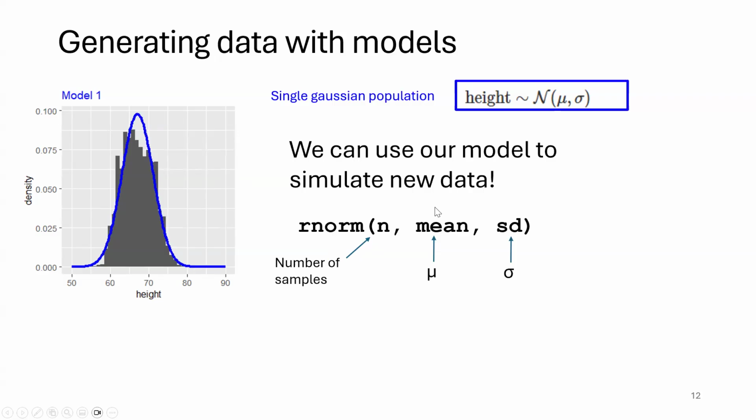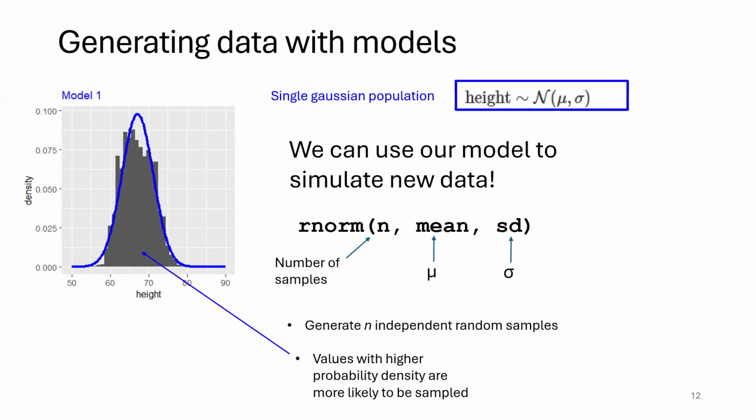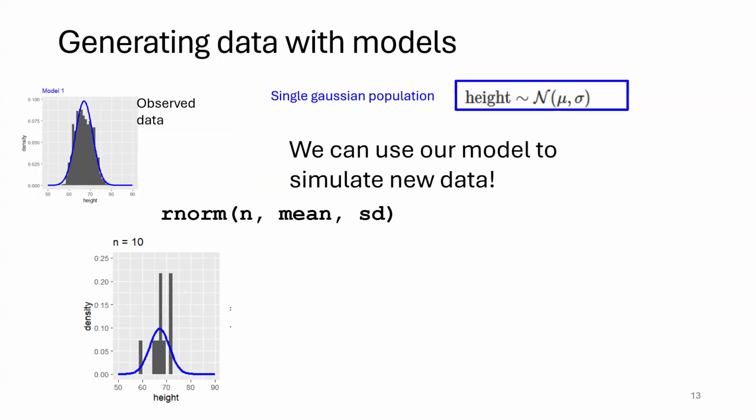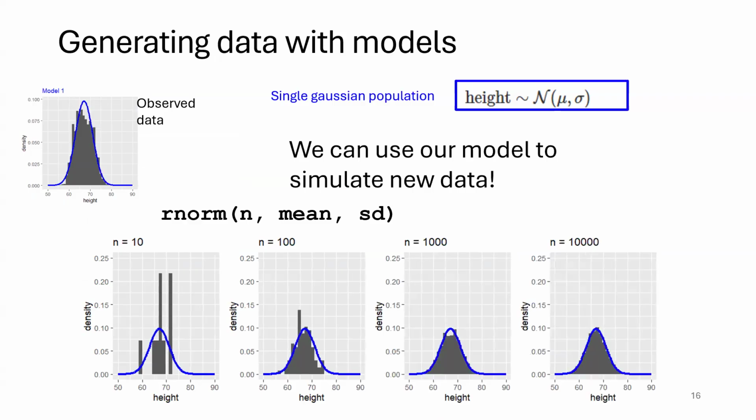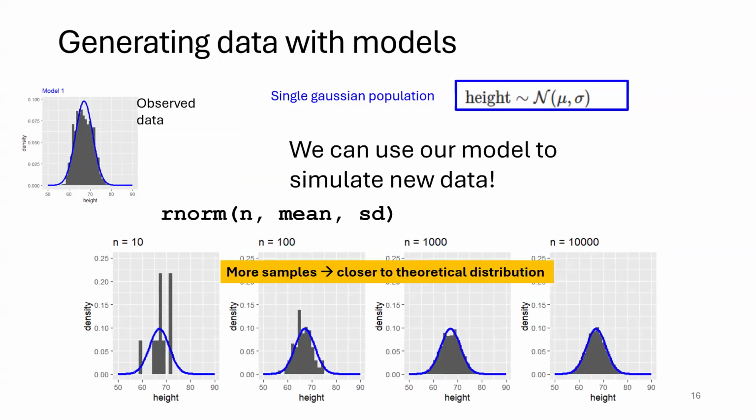We have a number of samples. We've got a mean, a standard deviation, and we can use this to generate independent, identically distributed samples. And then values with higher probability density are more likely to be sampled. Just to illustrate this, I did a simulation of this model with 10, 100, 1,000, 10,000 samples. And you'll notice that as we get more samples, our simulated data becomes closer and closer to our theoretical distribution.